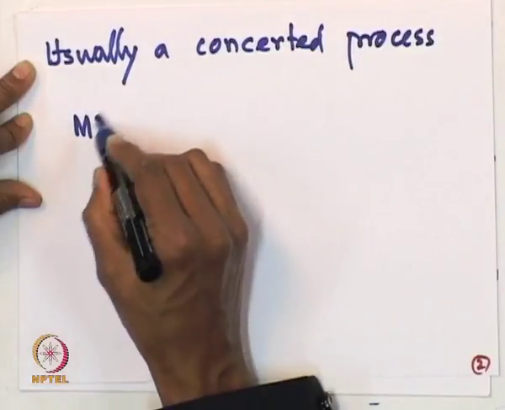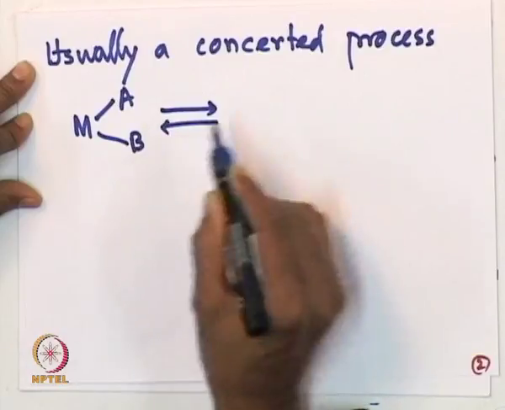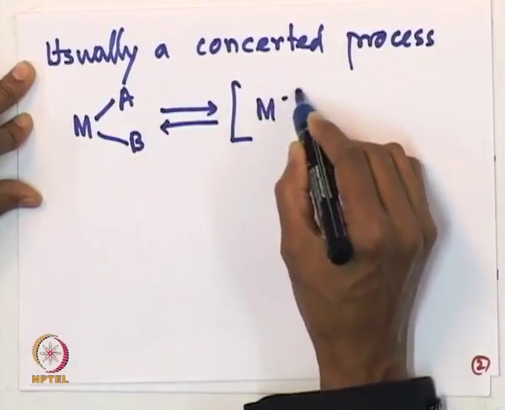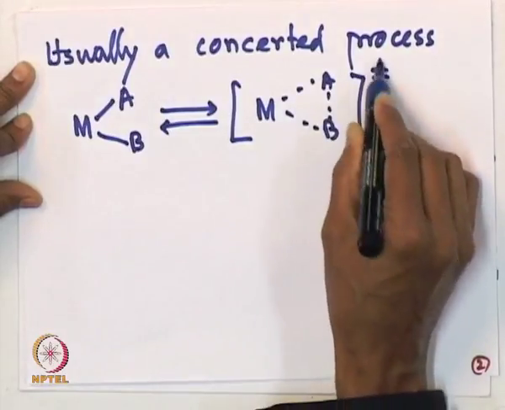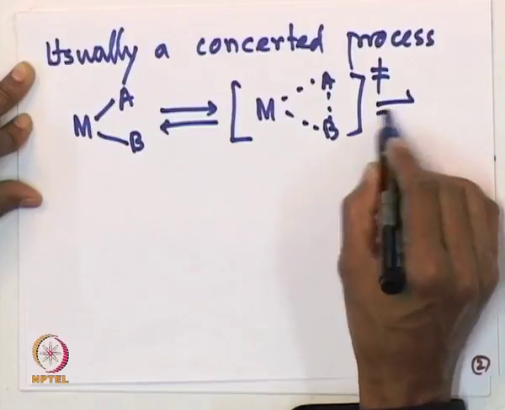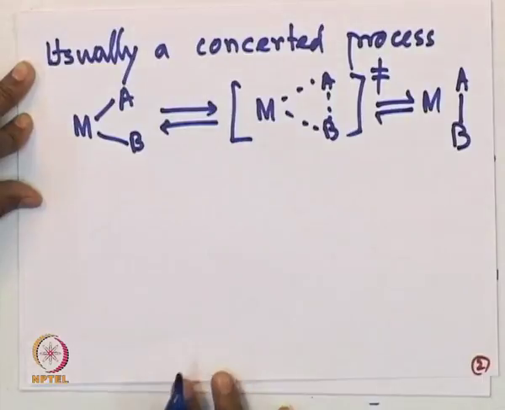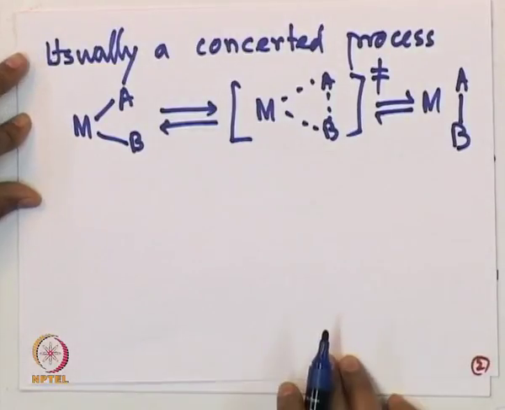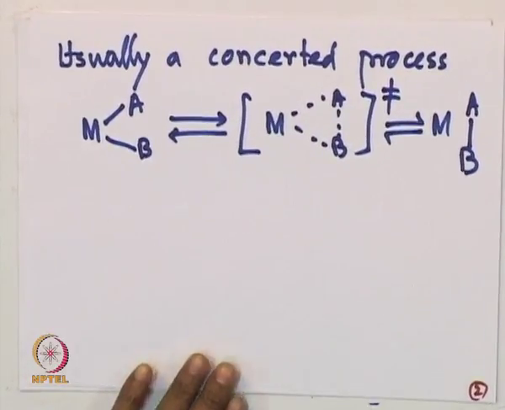Therefore, if you start with the M, A and B complex, from here you will have a transition state where these 3 components are interacting, and finally you will have the M, A-B formation. Fine. So it's a concerted process, and therefore you will have interaction between M, A and B. Finally, you will get M and AB back.